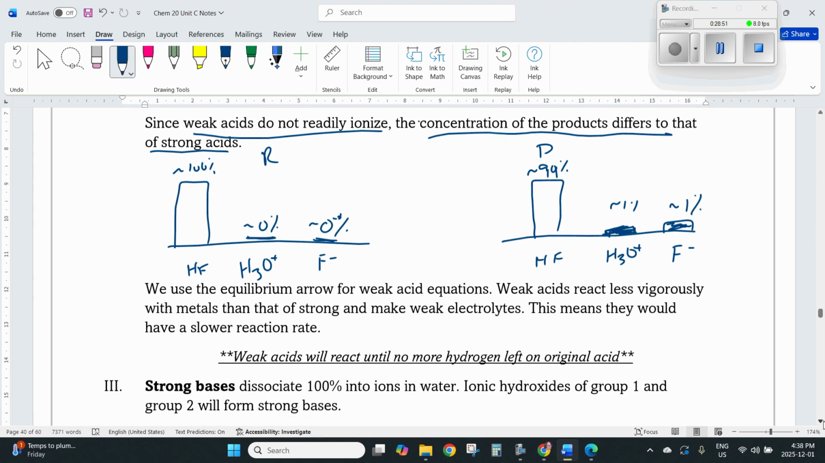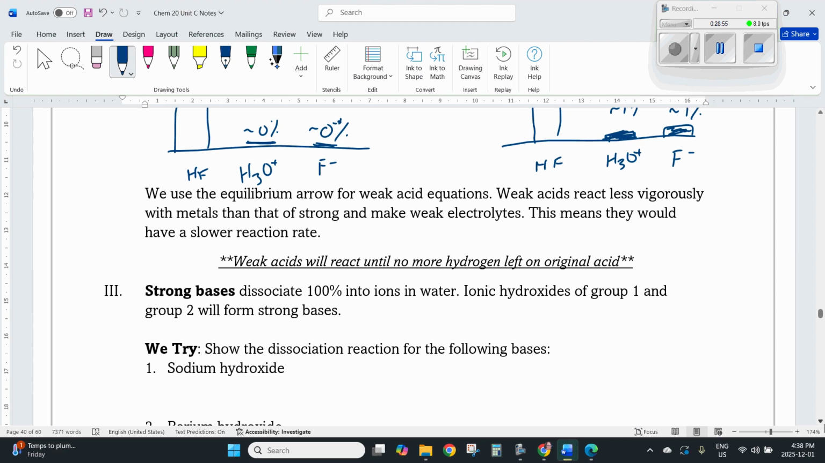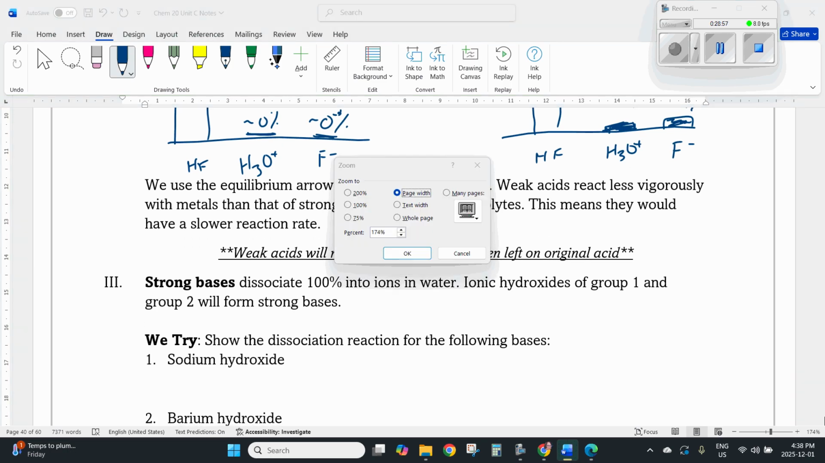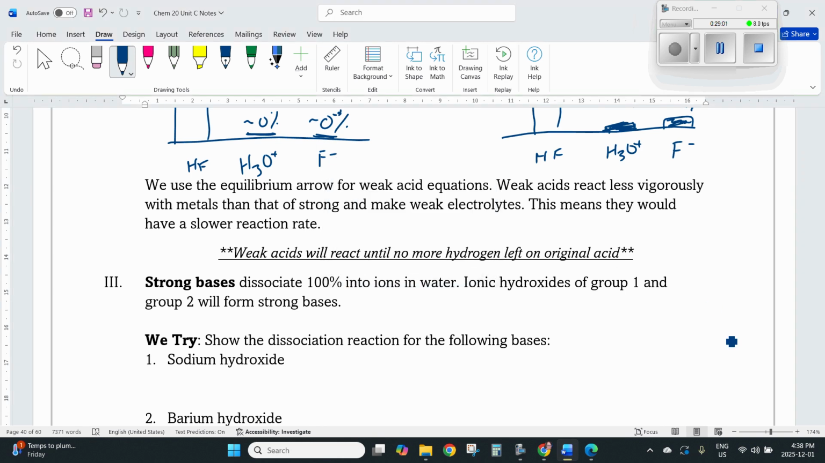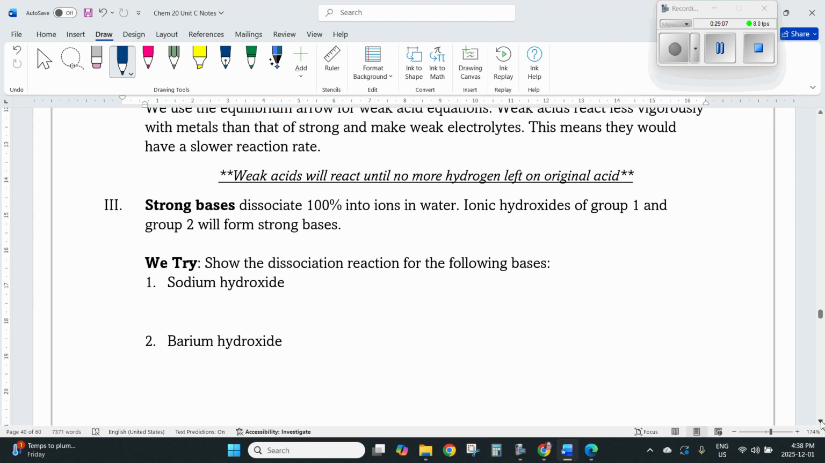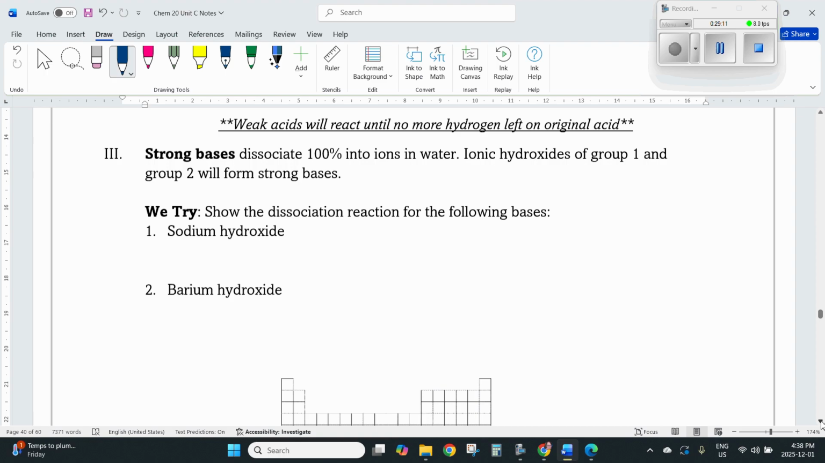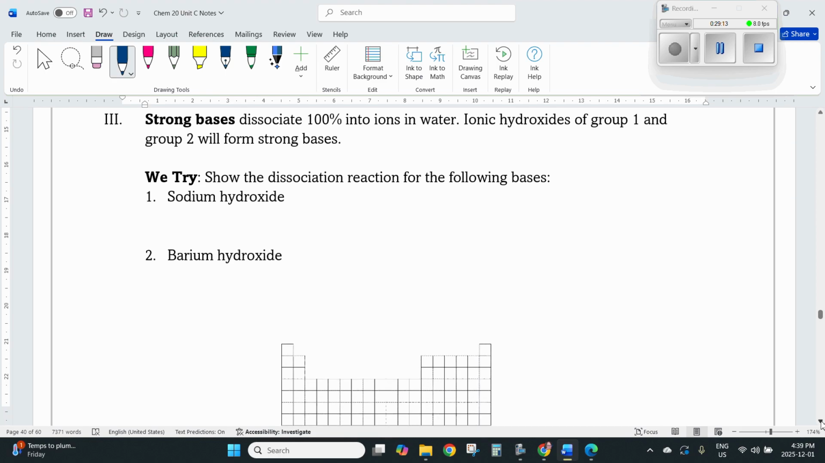So we use equilibrium arrows for weak acid equations as they react less vigorously with metals than strong acids, and they make weak electrolytes, so they're not going to conduct electricity as well. Weak acids will react until no more hydrogen ions are left in the original acid, but it's going to be really slow.